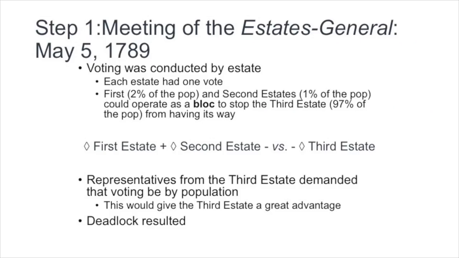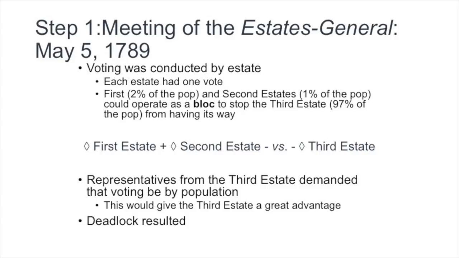The Estates General would commence this meeting on May 5, 1789. Voting during the meetings would be conducted by estate. Each estate would have one vote. That meant the first estate with 2% of the population and the second estate with 1% of the population could operate as a voting bloc to stop any reforms that the third estate, 97% of the population, would essentially have and try to get its way.